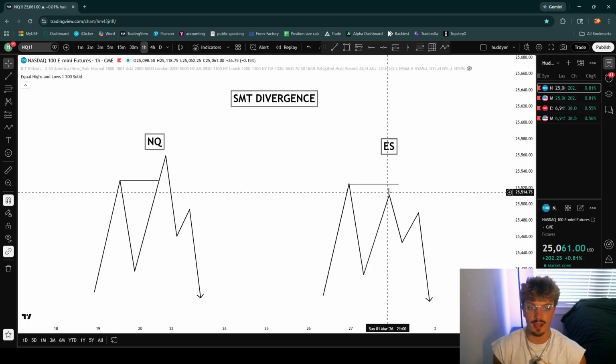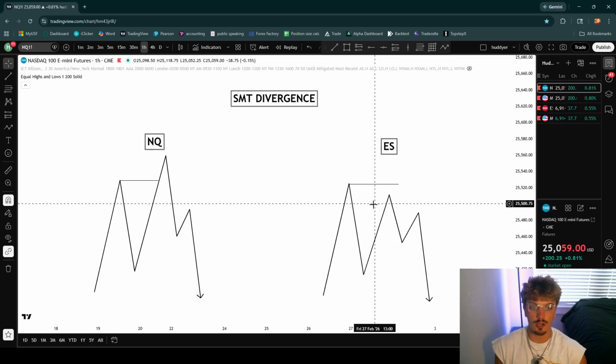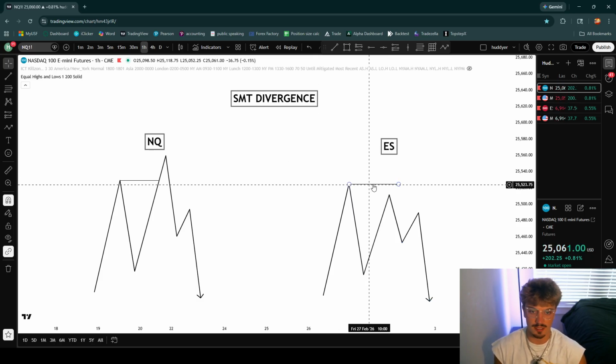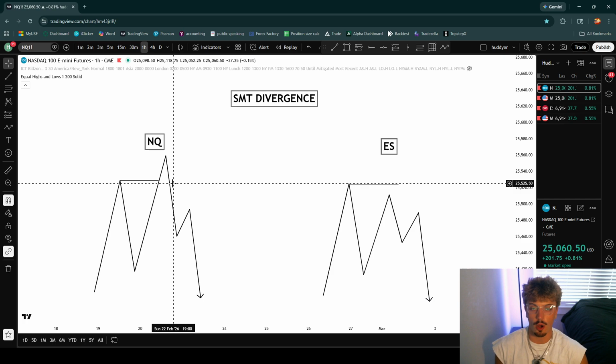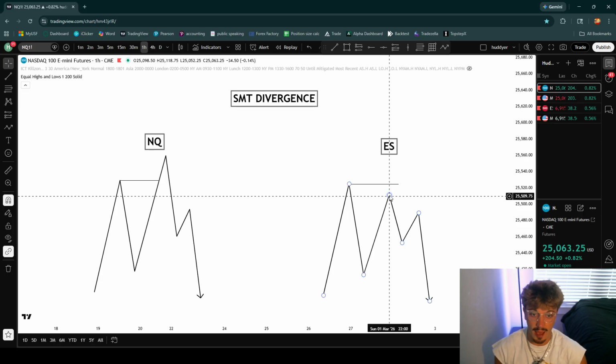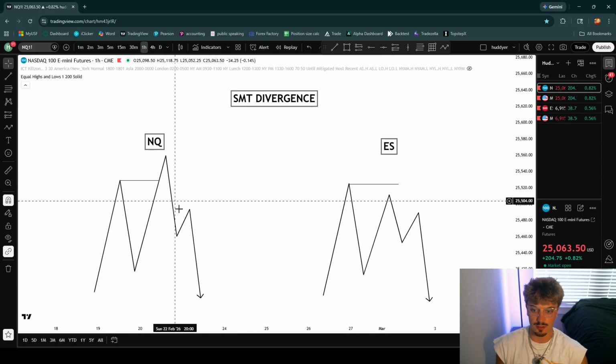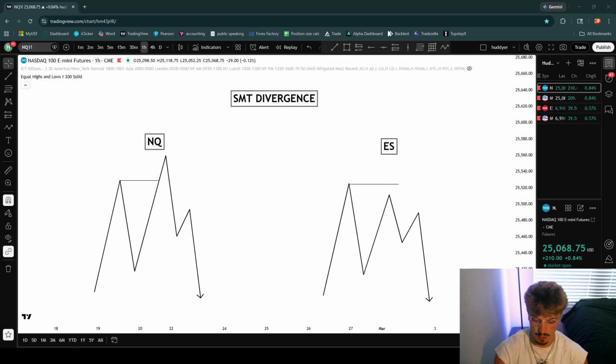There you go. There's your SMT. And the reason that this is so important is because ES no longer needs to push all the way up here and take out this high because NQ already has, right? So therefore, we can anticipate a reversal happening off of this SMT, right? And that's how we can use this very strictly and very highly to our advantage.